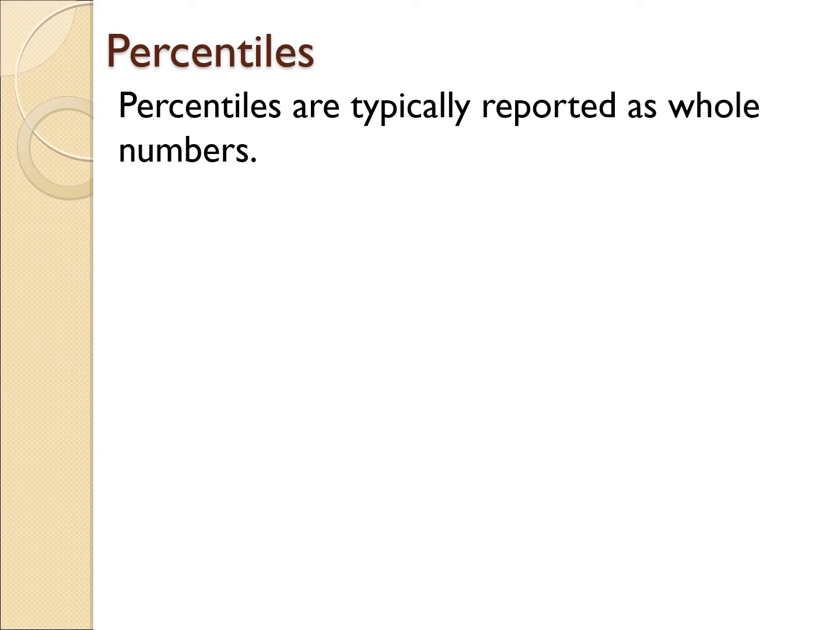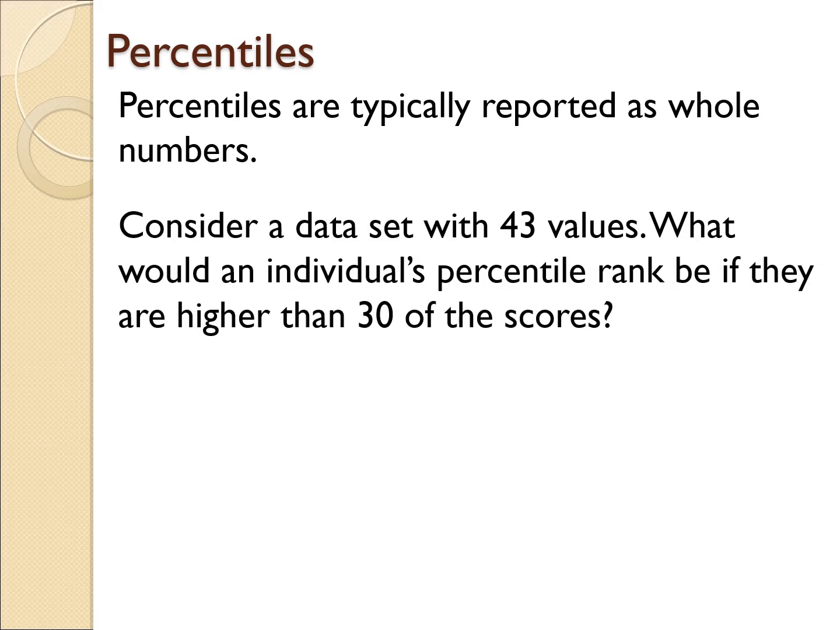Another thing to note is that percentiles are typically reported as whole numbers. So if we have something that ends up as a decimal, we're going to round it, and we're always going to round it down. Here's an example why. Let's say we have a data set with 43 values. What would an individual's percentile rank be if they're higher than 30 of the scores? We put that into a fraction. 30 over 43 gives us 0.698.